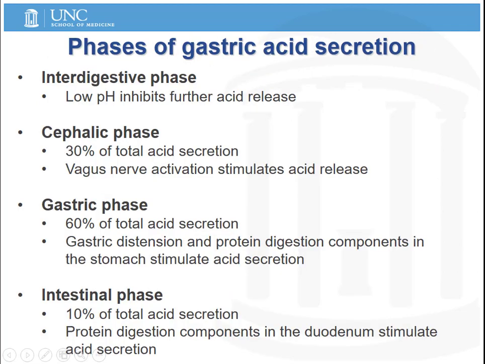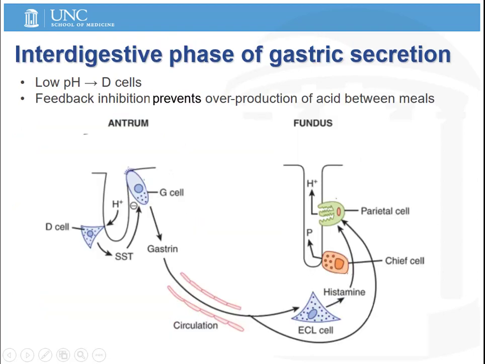Gastric acid secretion occurs continuously, but between meals in the interdigestive phase, the rate of acid secretion is low because the very low gastric pH inhibits the release of additional acid through somatostatin. Then acid secretion is increased as we think about food in the cephalic phase, and even more acid is secreted as food enters the stomach in the gastric phase, and then entry of food into the duodenum allows only a small amount of acid secretion. We can use this cartoon to see how acid secretion is regulated during each of these phases.